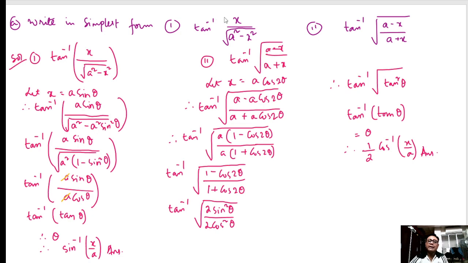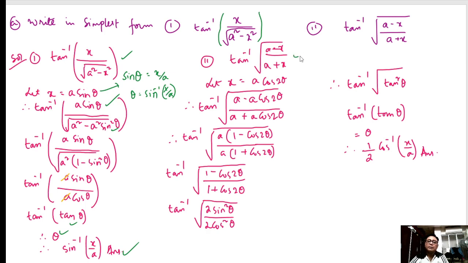First one is tan inverse of x by root over this. Using the above, let us use x equal to a sin theta. So see what we have done. Taking a square common, this will cut out. Sin theta by cos theta is tan theta, which is theta. Now please watch here. From here, sin theta is x by a, so theta will be sin inverse of x by a. So this is your answer.